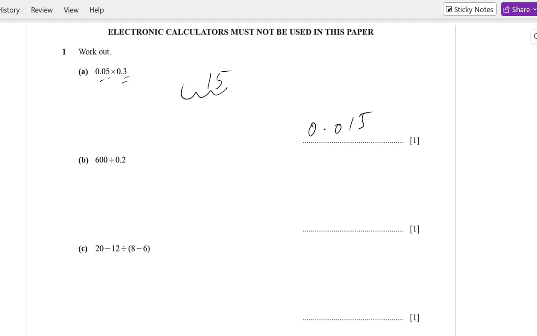In division, 600 over 0.2 can be written as 6000 over 2. 3000 would be your final answer.